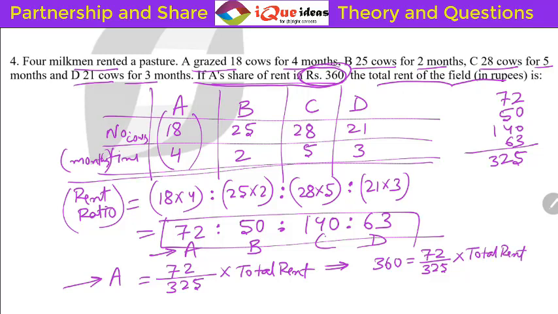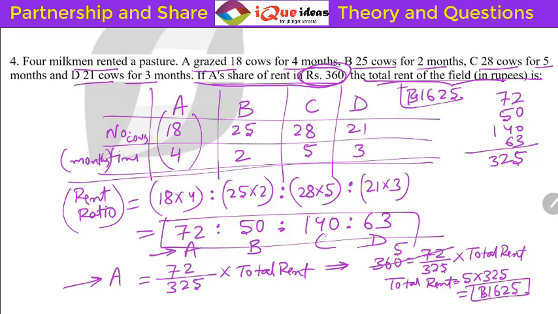Right? From here you can see 72 cancels 360 straight away 5 times. So the total rent value will be equal to 5 into 325. Multiply normally. 5 3s are 15 hundred and 5 25s is 125. So it is 1625 is the total rent. Just be a little careful in the calculation here. So the question is asking the total rent of the field, that is 1625 rupees, and that will be the answer of this question. Okay, let's take one more question on this.